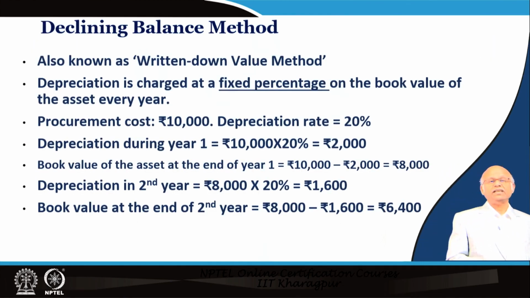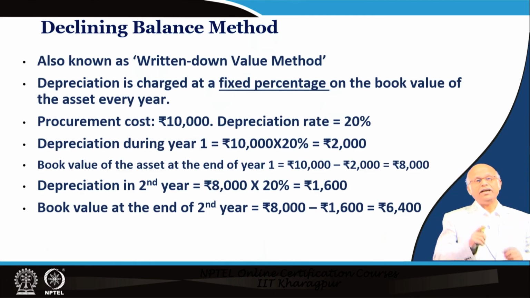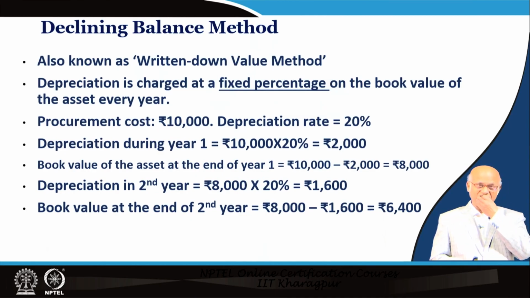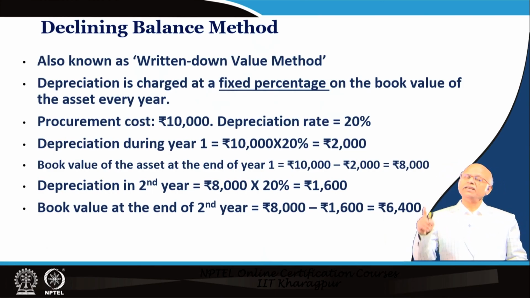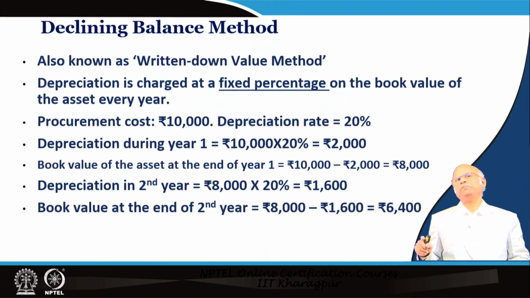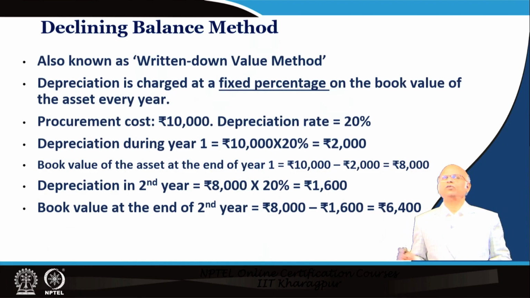Declining balance method is also known as declining value method or written down value method. Here depreciation is charged at a fixed percentage. In a straight line, the same depreciation was charged every year, same meaning the same value, whereas here it is the same percentage of the starting book value. If you are using 10%, then every year you charge at the rate of 10% of that year's opening book value, then you get the depreciation, deduct the depreciation, you get the closing book value.